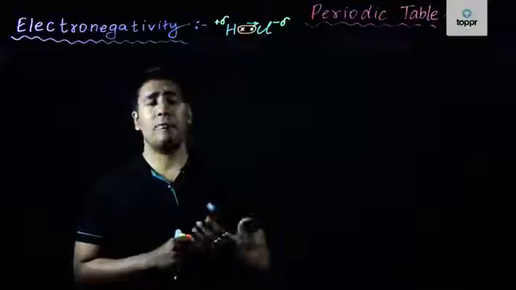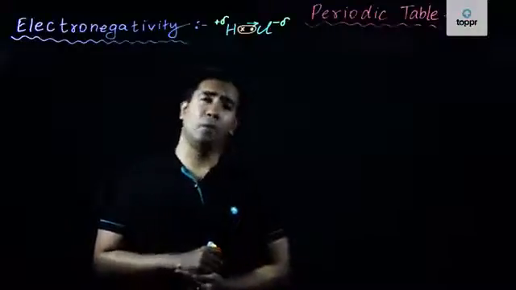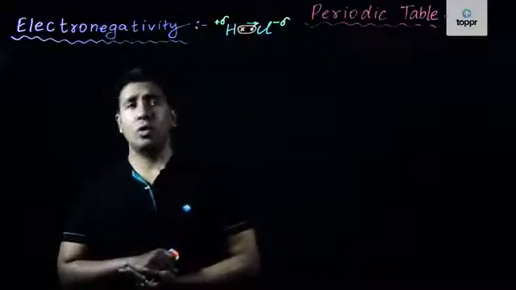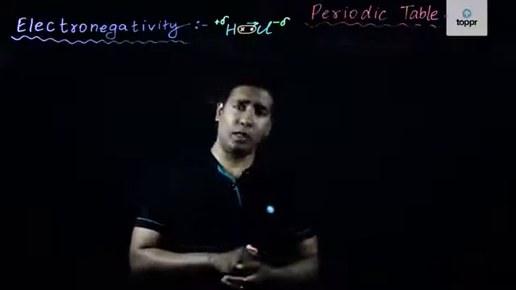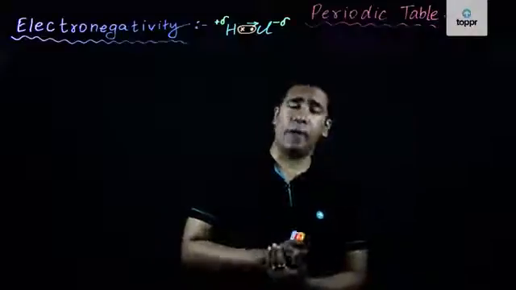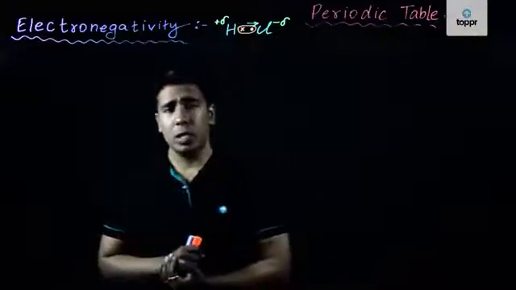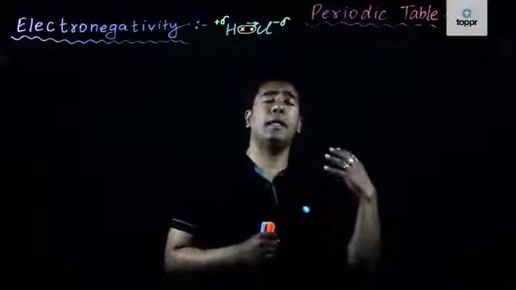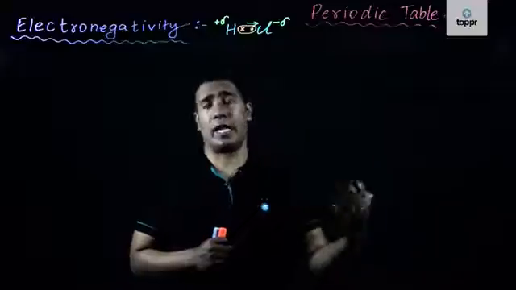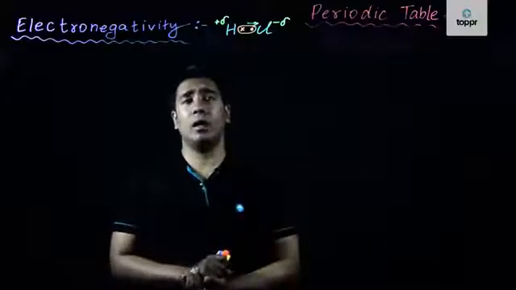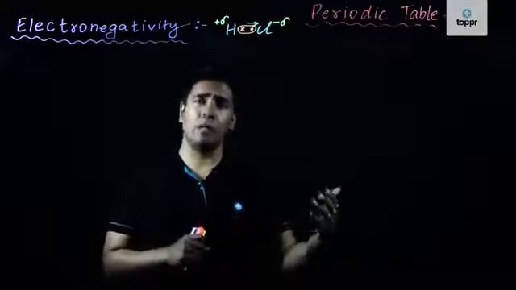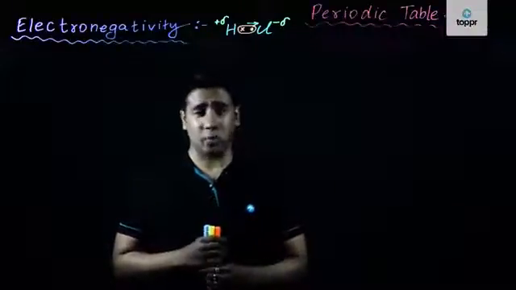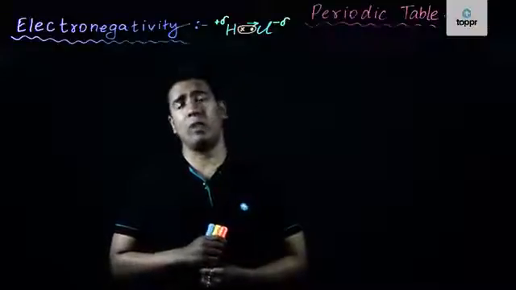So basically, there were different scientists named Mulliken, Alfred or Pauling. These scientists tried to give their own scale for electronegativity. The very big problem with finding the electronegativity of any element was that the electronegativity of one single element keeps on changing depending upon the element with which it is attached. However, Pauling's scale is considered most widely, as of now, as the scale for electronegativity.